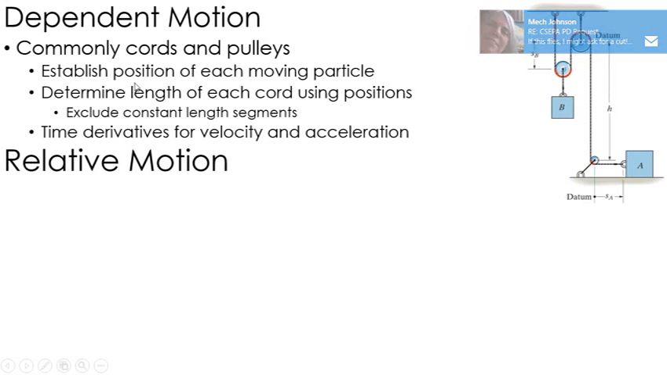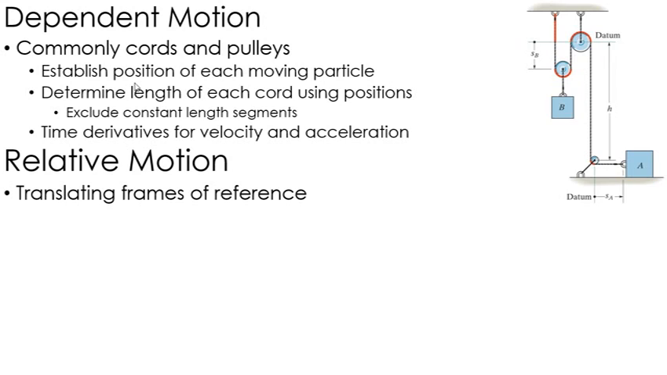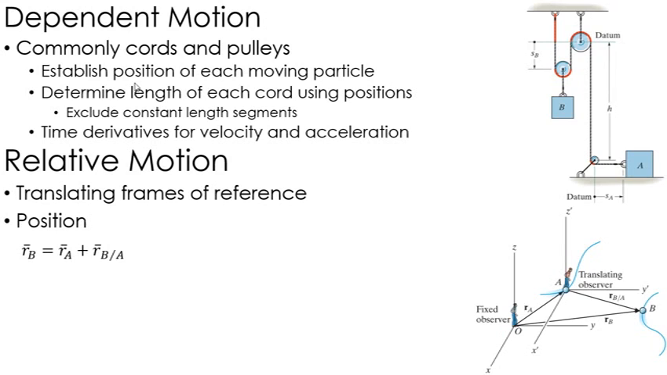The next thing we want to talk about is relative motion. What we have here is two or more translating frames of reference. Up to this point, we've basically been dealing with a fixed frame of reference where we're looking at one particle. Now I may have two particles, each of them moving, and I want to know the relationship between those two. So for example, I've got two people. Well, here's a fixed observer. I've got another observer here and a translating particle here.